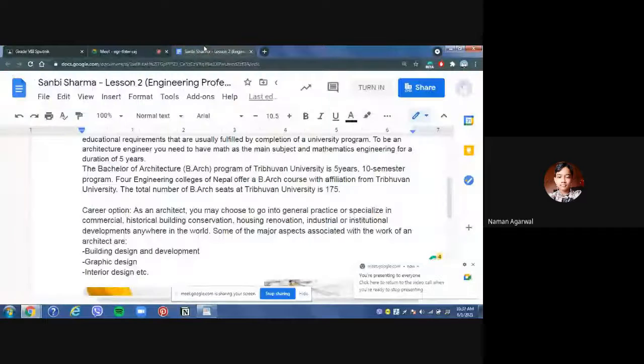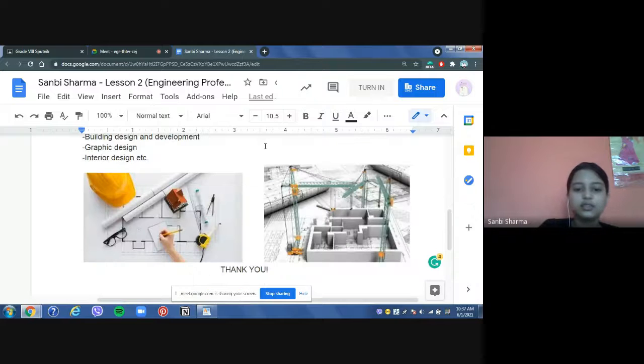Career options. As an architect, you may choose to go into general practice or specialize in commerce, historical building conservation, housing renovation, industrial or institutional development. Anywhere in the world, some of the major areas associated with the work of an architect are building design and development, graphic design, interior design, etc. Thank you.